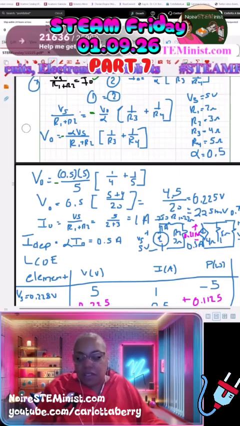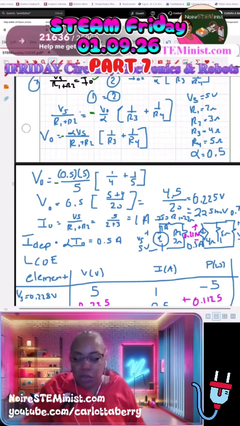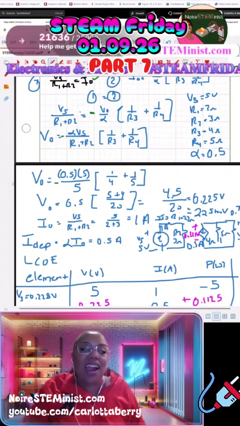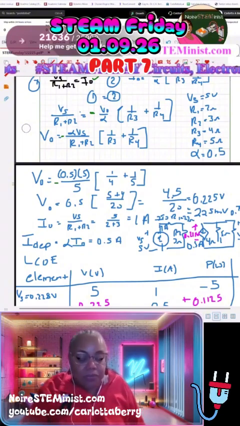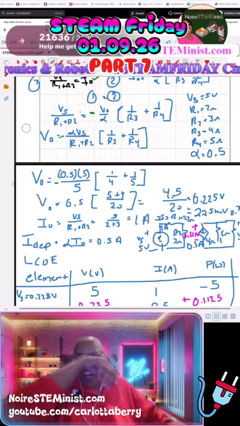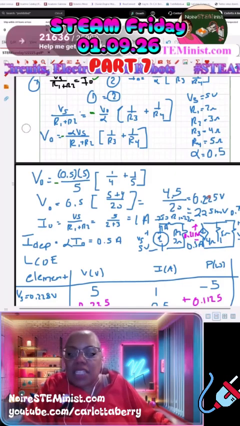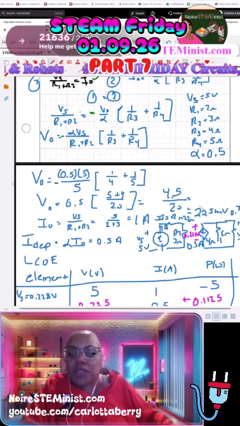Negative 0.5 times 1 over 4 plus 1 over 5. Okay. That is negative 0.225 volts, okay? So V naught is negative. So we were right. Everything's correct, except this should have been a minus sign, negative 0.225 volts.